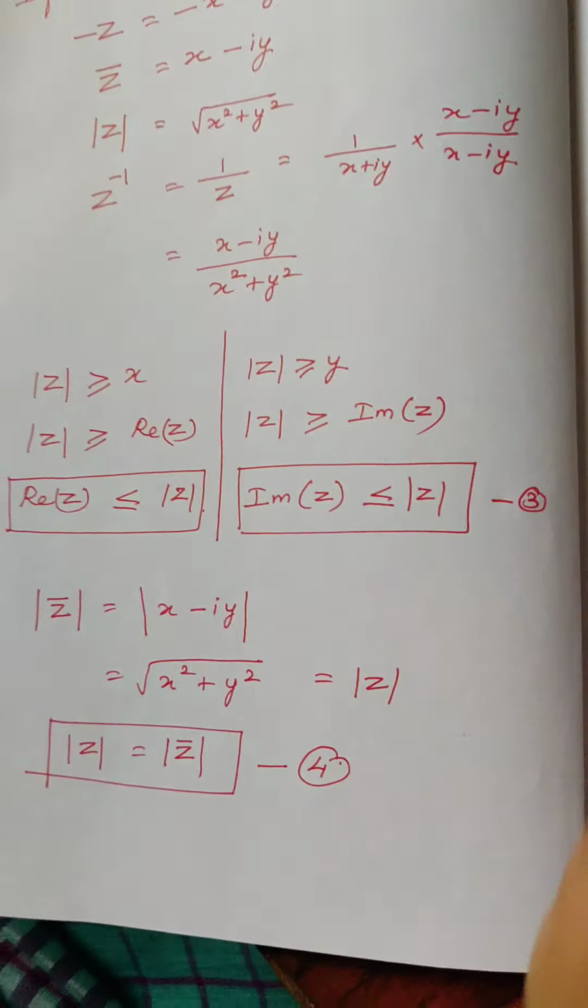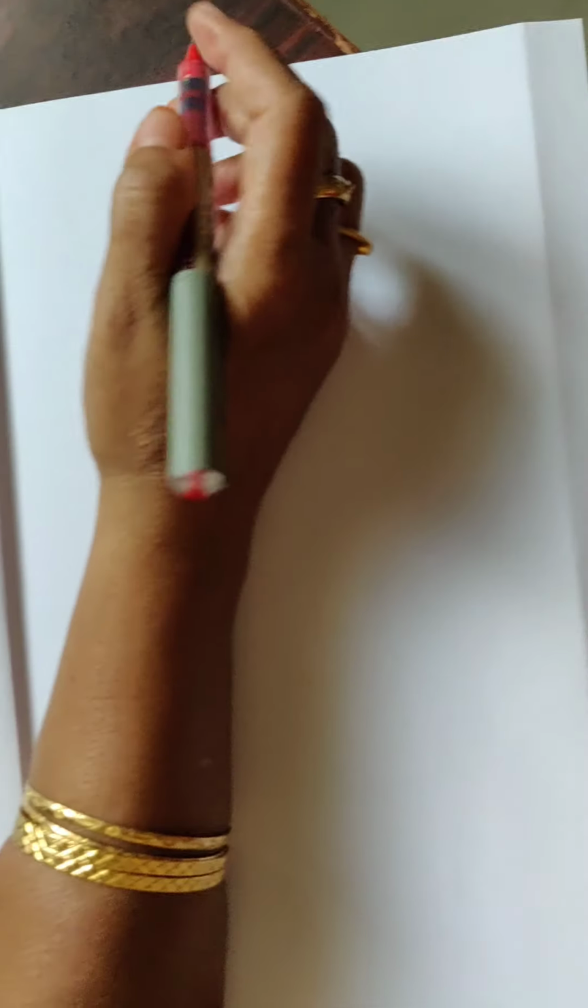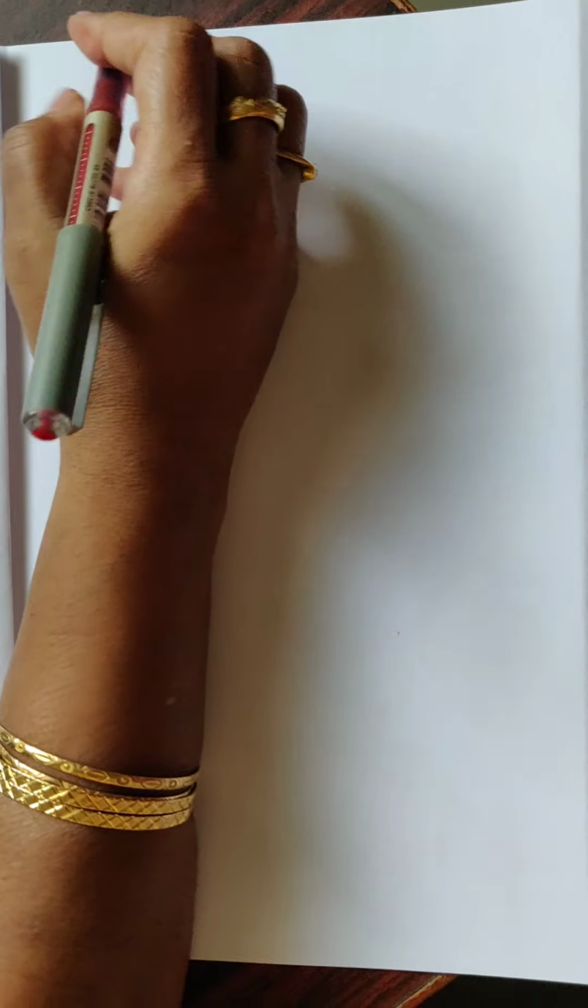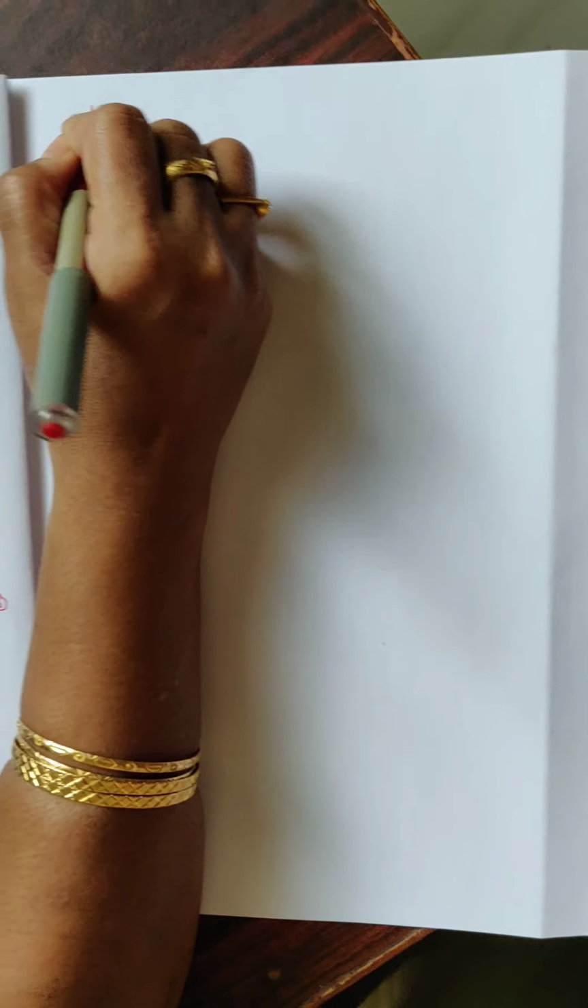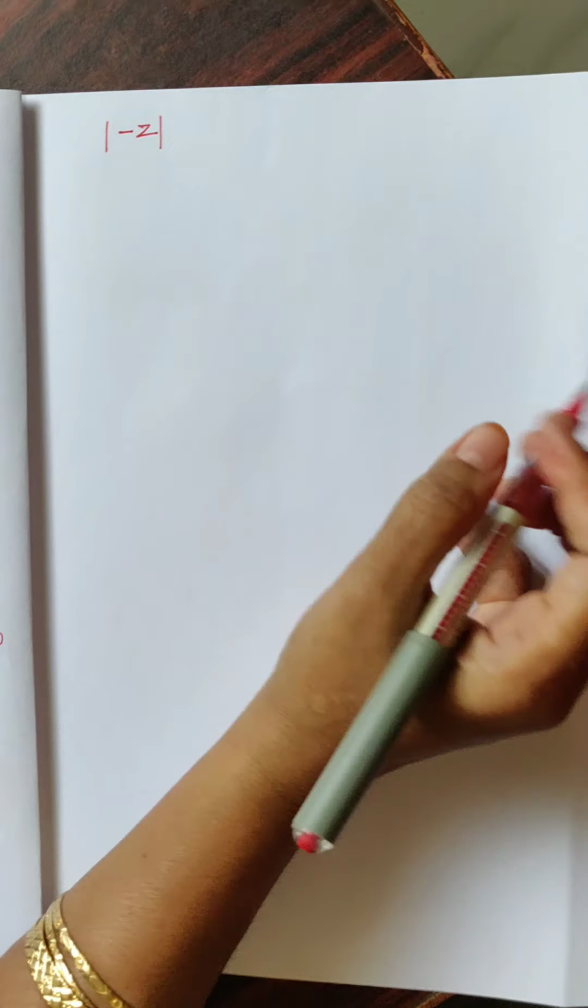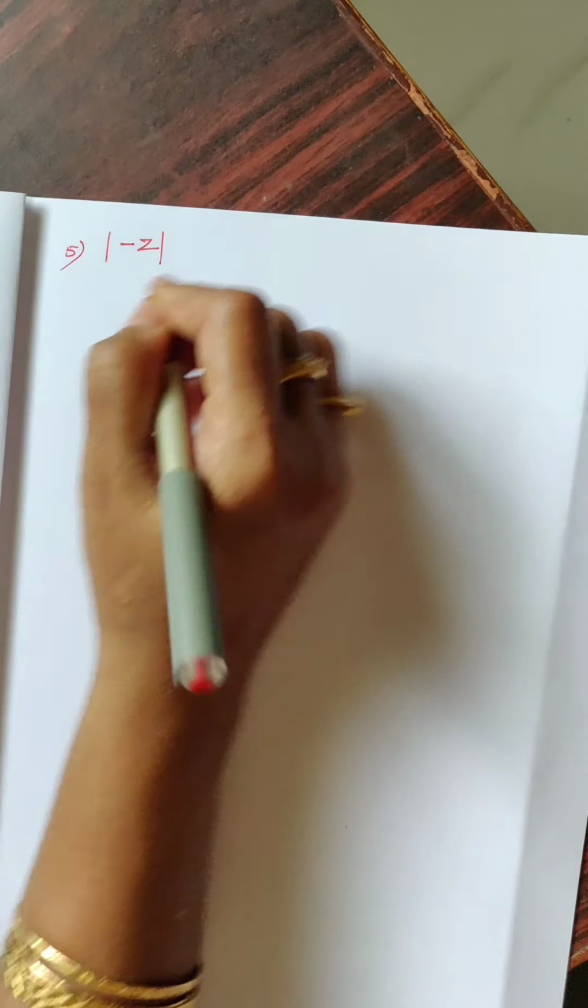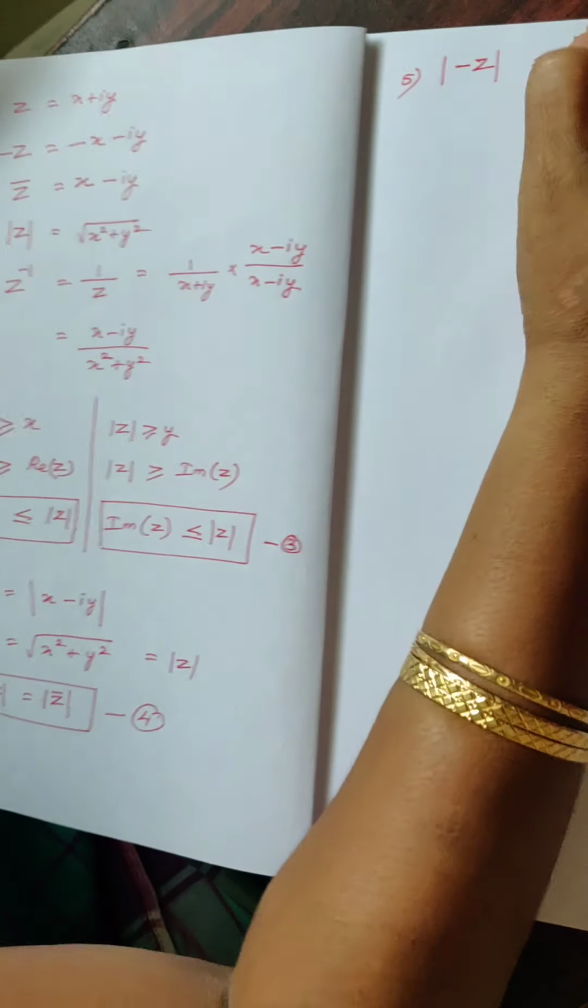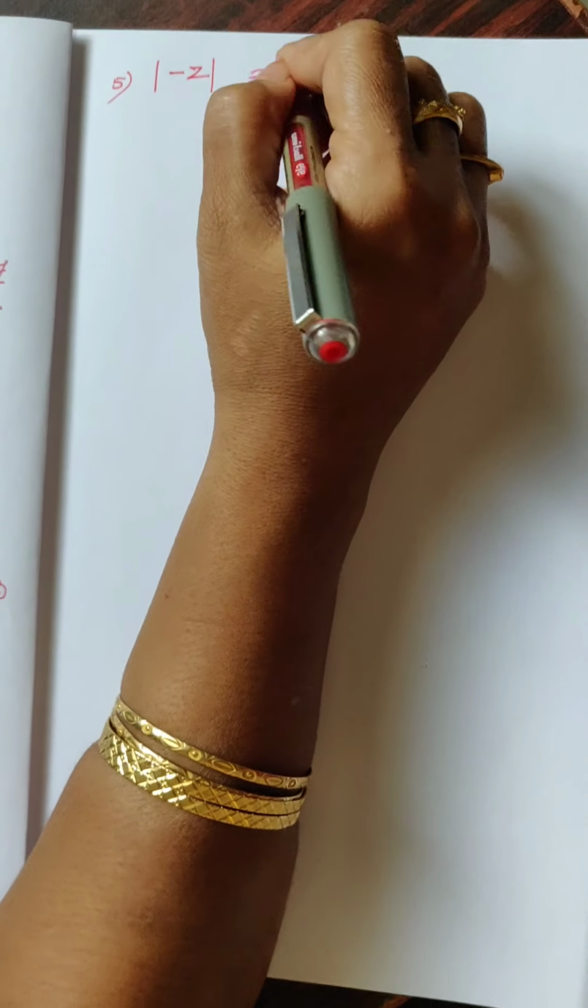Is it clear, all of you? Next one, we are interested in finding out the relationship between modulus of minus z and modulus of z. Take it as the fifth result. Modulus of minus z, because already I explained all the notations. How would you write modulus of minus z?